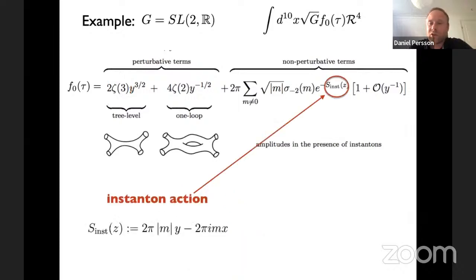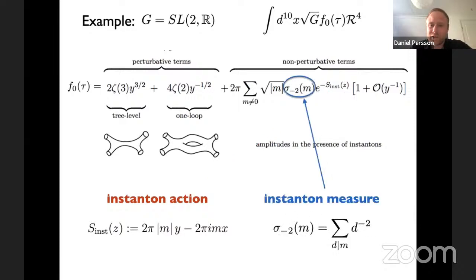You also have a term that goes like e to the minus S_inst. That's what we in physics call the instanton action. This is just expanding the modified Bessel function K. What you get here is something that goes like e to the minus 1 over the string coupling, because the y parameter in the instanton action is 1 over the string coupling. So this is the type of effect that is exponentially suppressed.